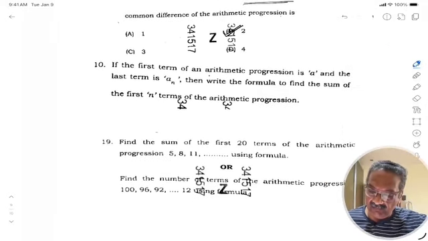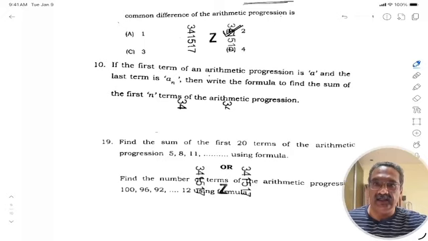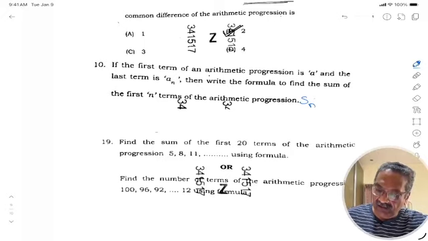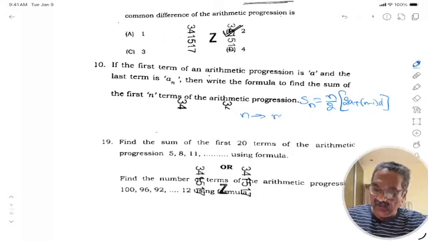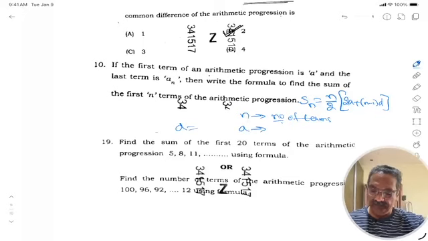If the first term of an AP is a and the last term is an, then write the formula to find the sum of first n terms. You know the formula, which is Sn is equal to n by 2 into 2a plus n minus 1 into d, where n is number of terms. You have to write all these legends. What is a you have to write, and what is d you have to explain.